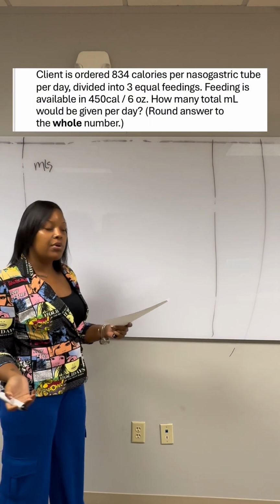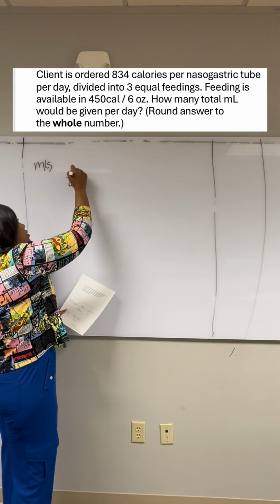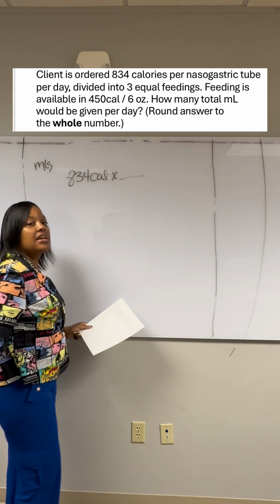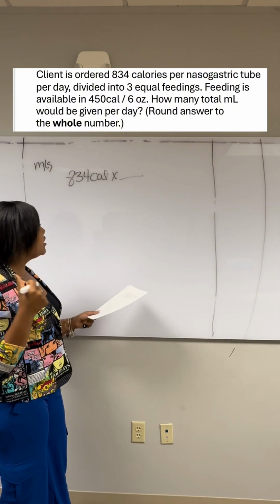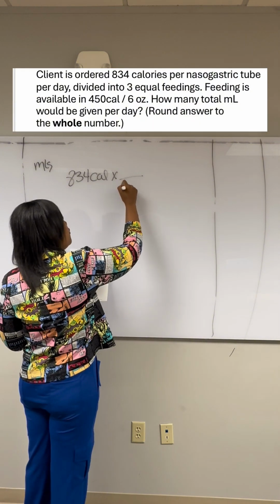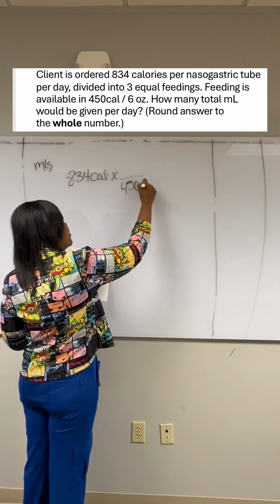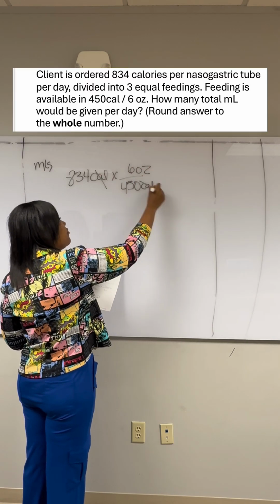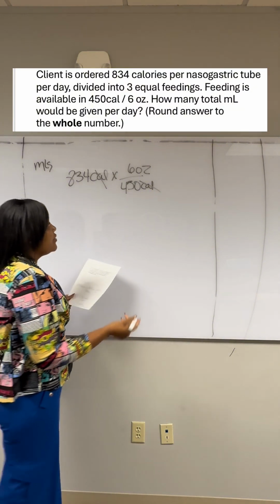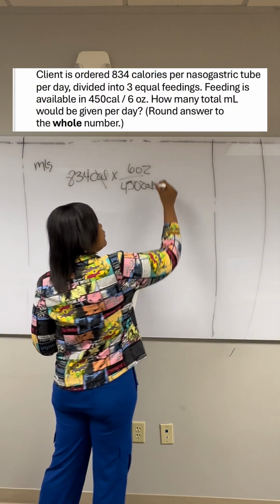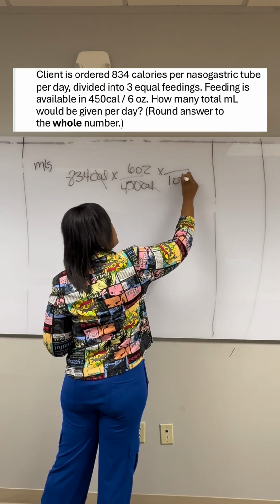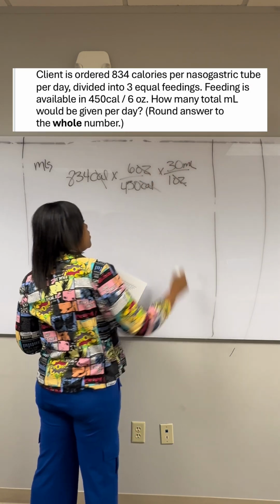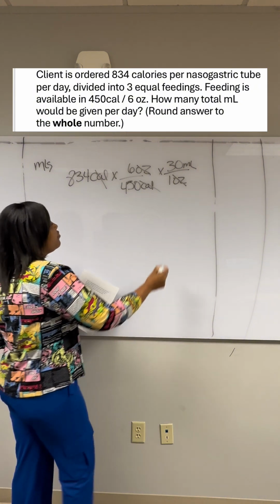All right, let's start with what's ordered. What's ordered? 834 calories. Well, we know our answer needs to be in mL, so calories, we gotta go. So 450 calories, and that's per 6 ounces. So calories cancel out, we're left with ounces, but we need to be in mL, so guess what? Ounces, you gotta go. 1 ounce, 30 mLs. You know that 1 ounce equals 30 mLs, right?